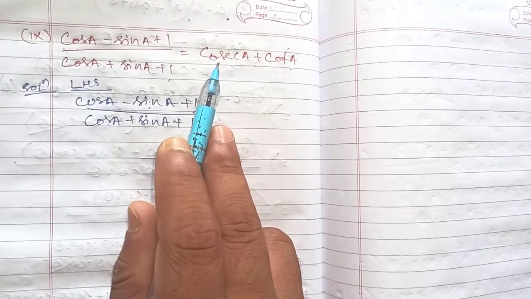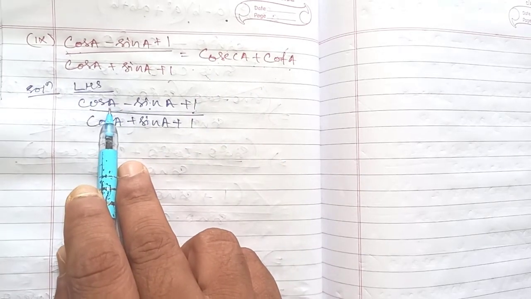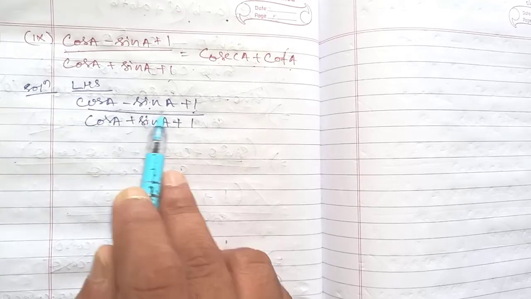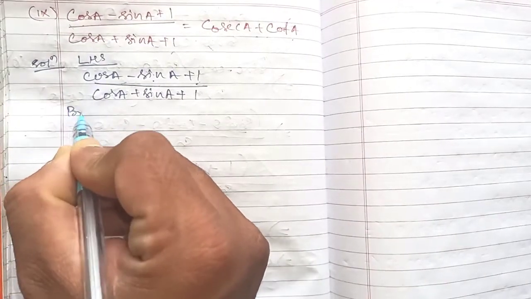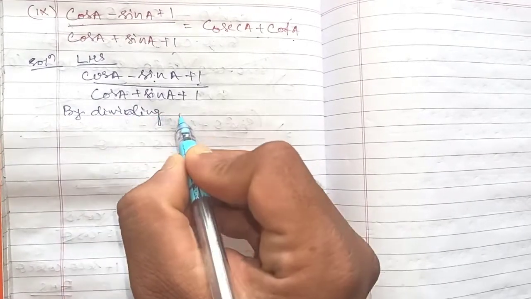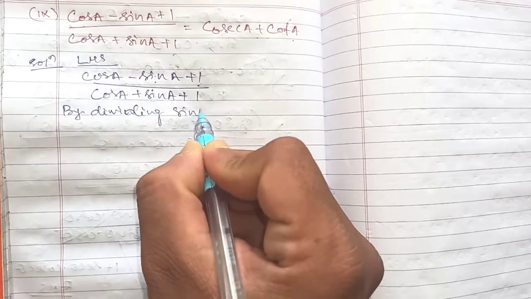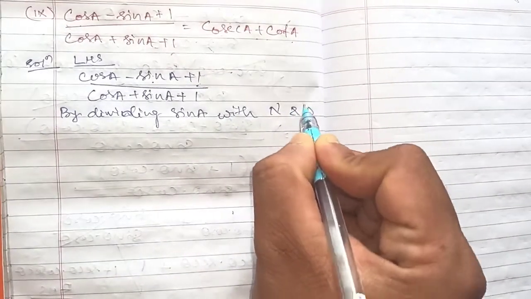And the other type of question where you will get sec a plus tan a, there you divide by cos theta. Cos cancels, sin by cos is tan, 1 by cos is sec theta. Are you getting? So I will write by dividing sin theta with numerator and denominator.